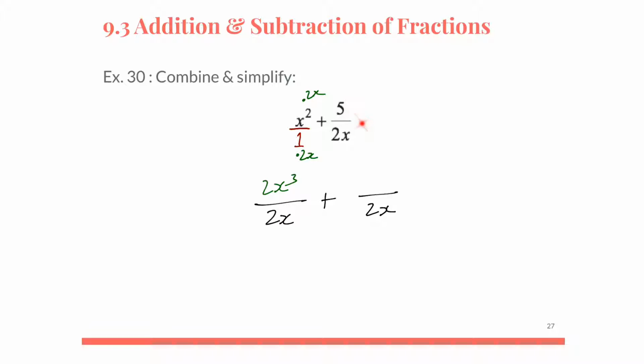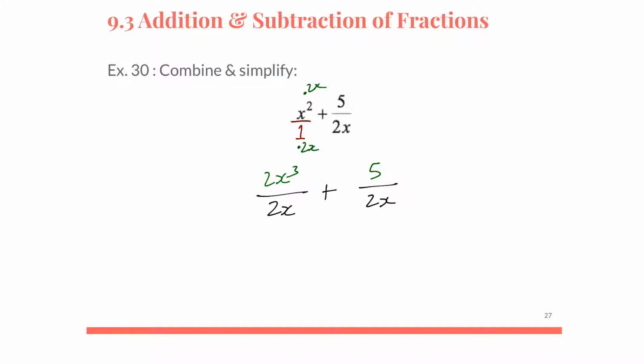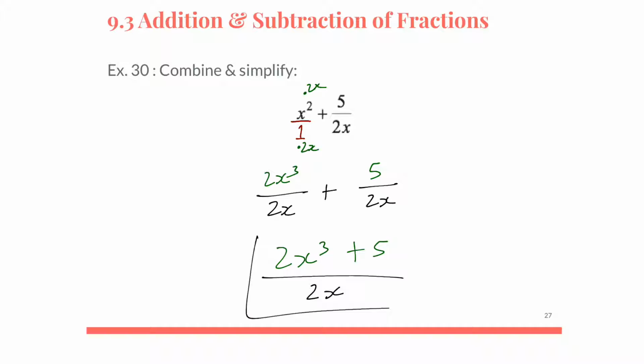Does the second top number change? No, it stays as a 5. So the only step now here is to write it as a single fraction. 2x cubed plus 5. And once again, just check to see if you can do something more. They are, again, not like terms, so you can just stop there.